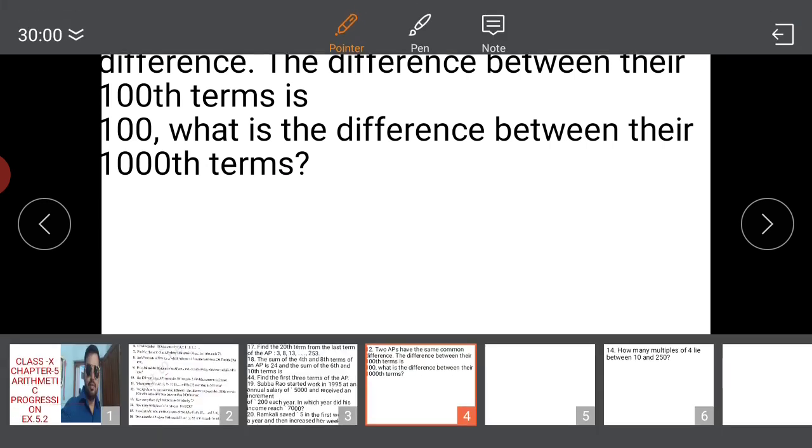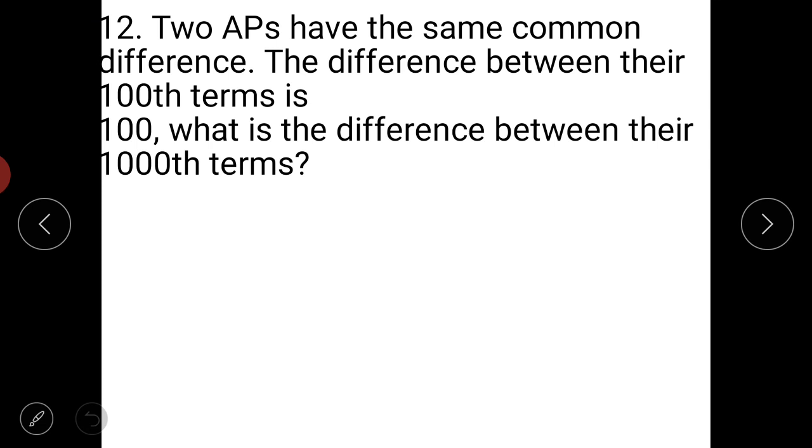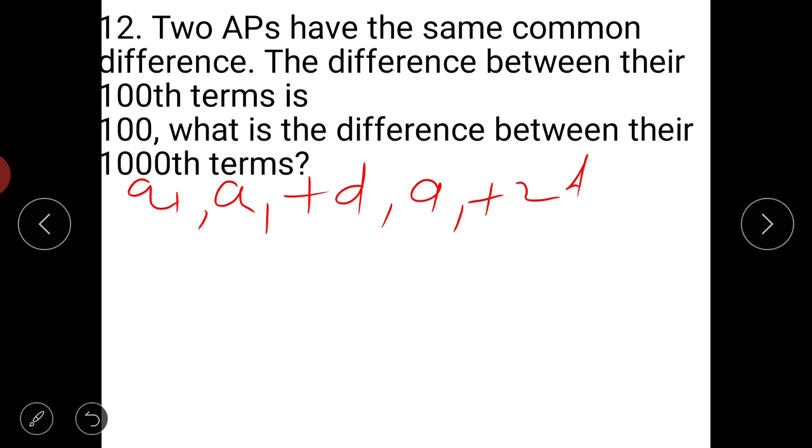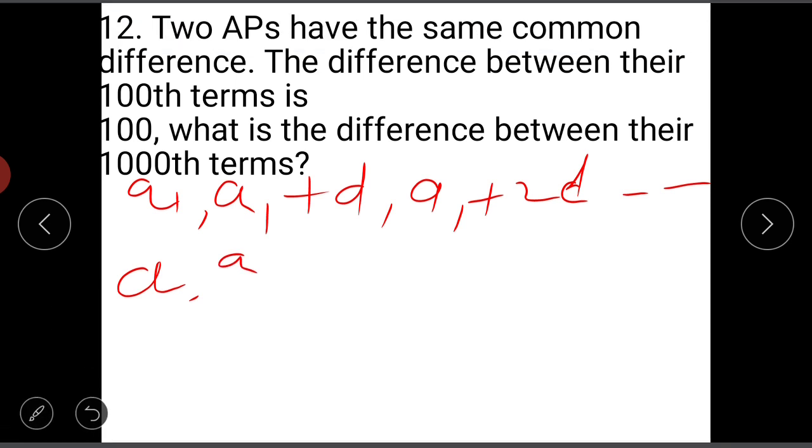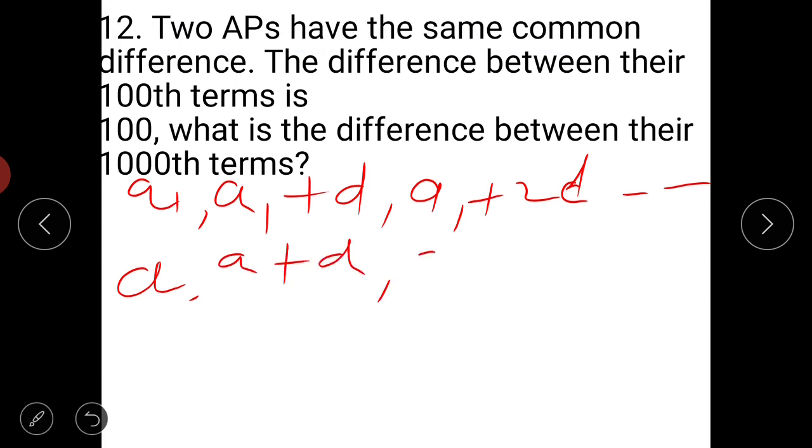Let us assume that there are two different APs. The first AP is A1, A1 plus D, A1 plus 2D, and so on. The second AP is A, A plus D, A plus 2D, and so on. Why is D here? Because D is the same in both the APs, and the first terms A1 and A are different. So what is next?